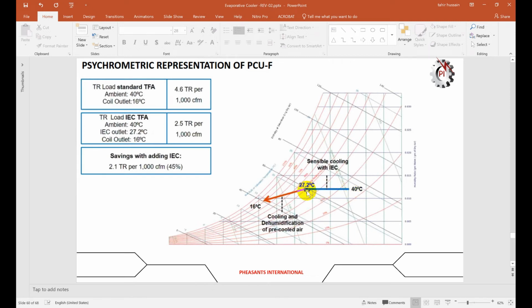After this we can use our DEC or chilled water system. For example, if I use the IDEC system here and bring the temperature from 40 to 27.2 degrees centigrade, it needs a total of 2.5 tons of refrigeration. So we save 2.1, and this 2.1 we can add to the coil load of the DEC or chilled water system. So we save 2.5 tonnage by using the IDEC system, and we can save huge energy if we cool the fresh air before it comes to the cooling coil.